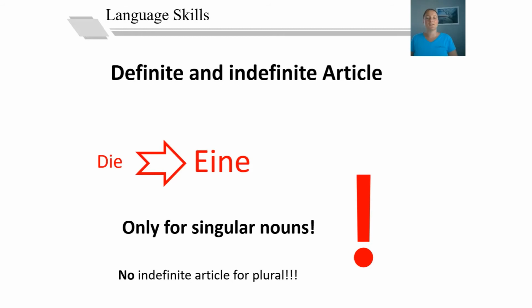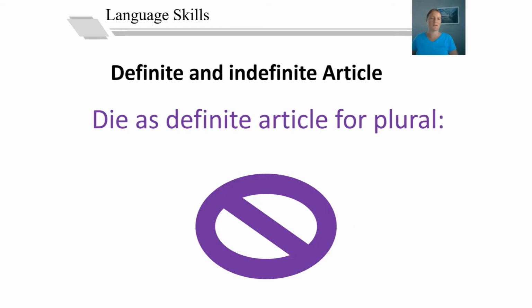Definite and indefinite article, die and eine, only singular nouns. No indefinite articles for the plural. What does that mean? The definite article plural has no indefinite article for itself. This sounds weird. Let's have a look.